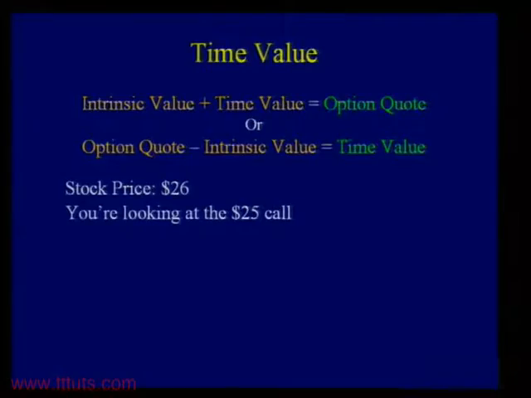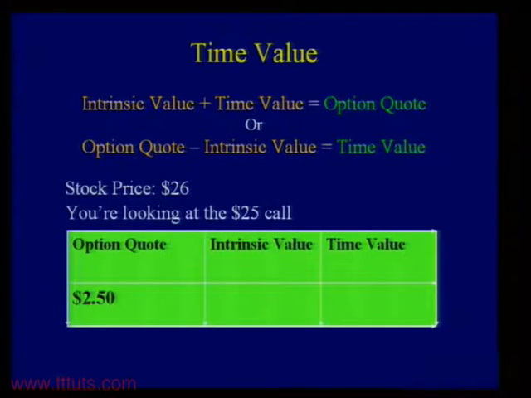So in this circumstance, the stock price is $26, and you're looking at the $25 call. Let's go back. The option quote is $2.50. See the stock price. There's my little arrow. Stock price is $26, and you're looking at the $25 call. So gentlemen, what is the intrinsic value? It is $1. Therefore, let's do simple math. If the option quote is $2.50, subtract the intrinsic value, that means our time value is $1.50, all right?